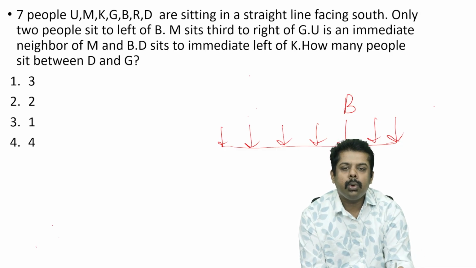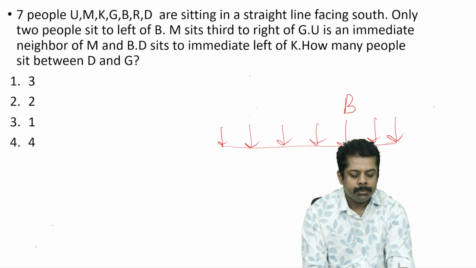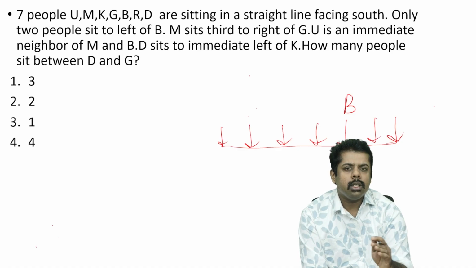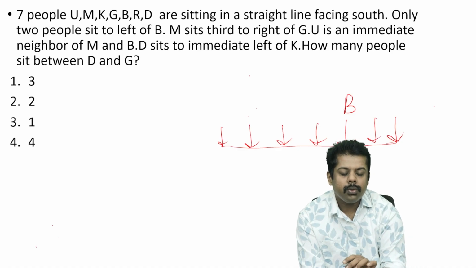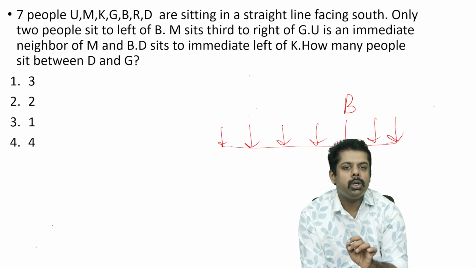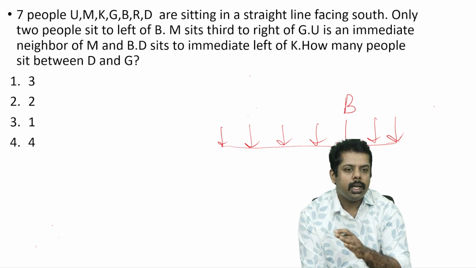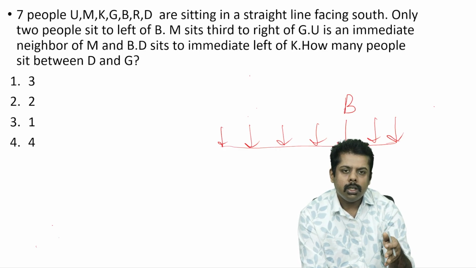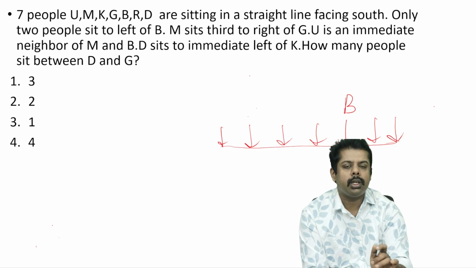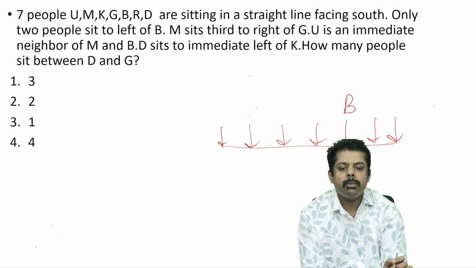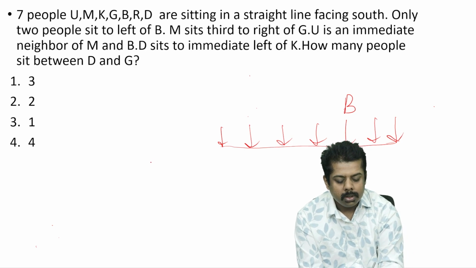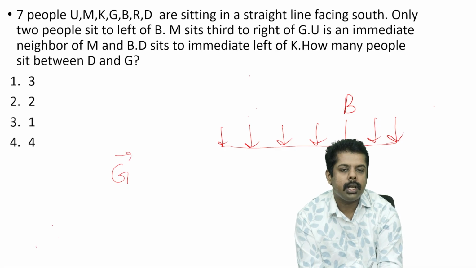Now going to the next point, what does it say? M sits third to the right of G. So where is M sitting? Third to the right of G. What we are going to do is note that point on the side, and after going through the other statements, we are going to connect it. So the point was: M sits third to the right of G. Say I am supposing that the right of G is towards this direction.